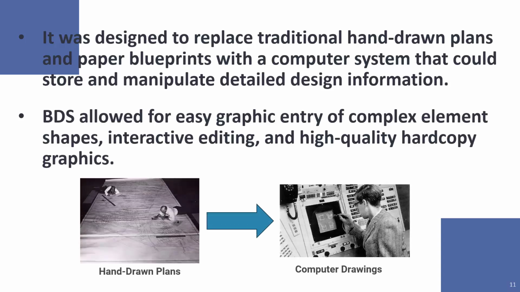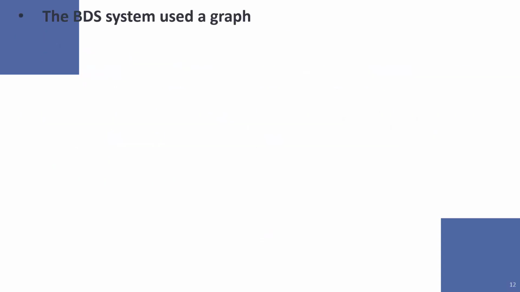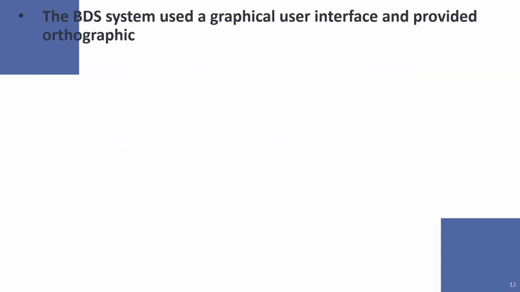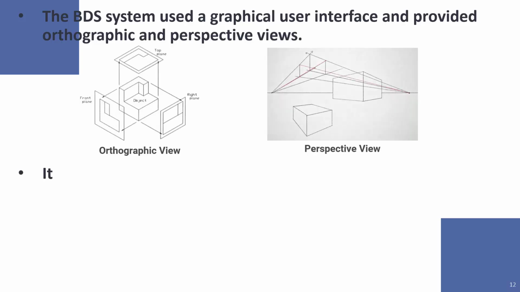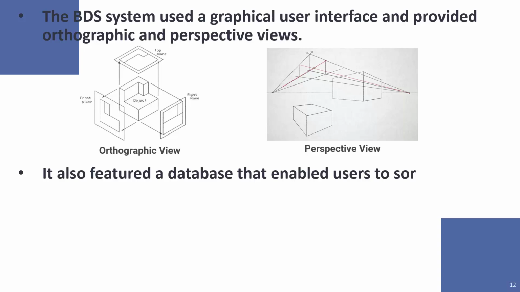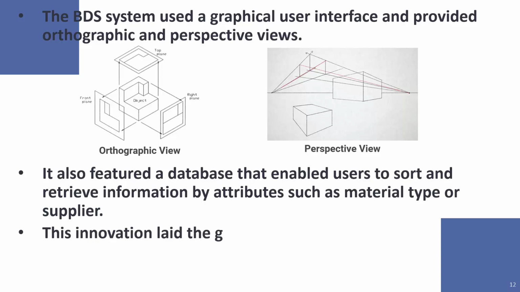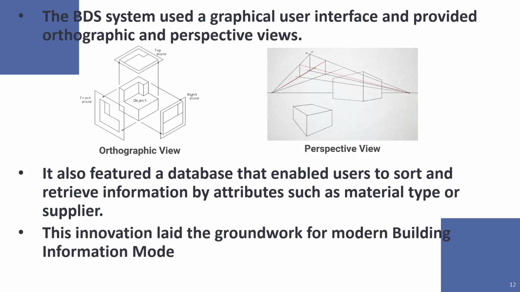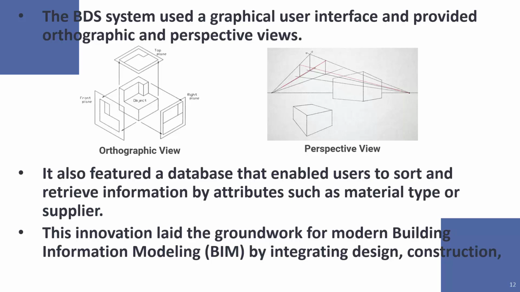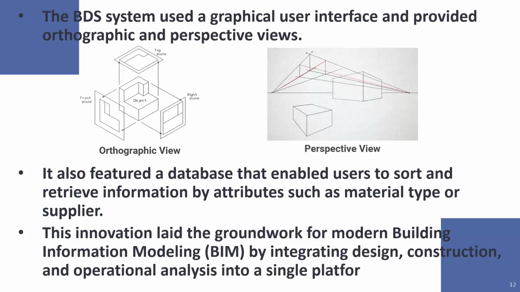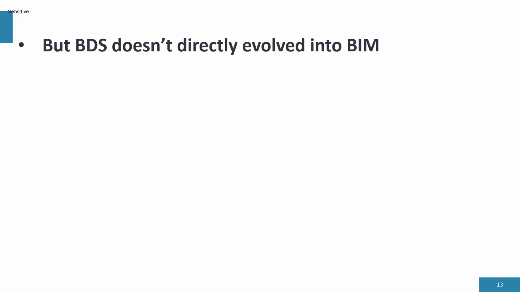The system used a graphical user interface and provided orthographic and perspective views. It also featured a database that enabled users to sort and retrieve information by attributes such as material type or supplier. The innovation laid the groundwork for modern building information modeling by integrating design, construction, and operational analysis into a single platform. But BDS doesn't directly evolve into BIM.